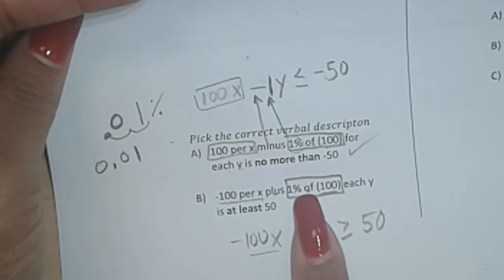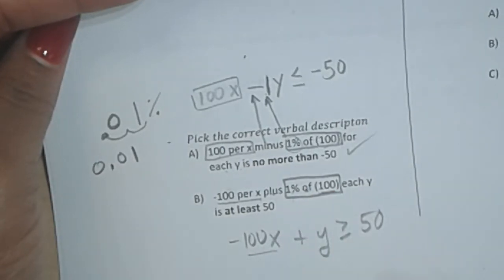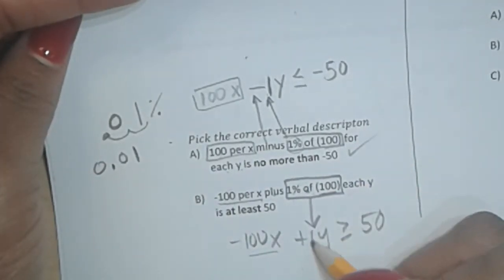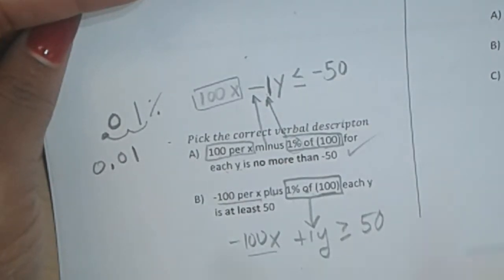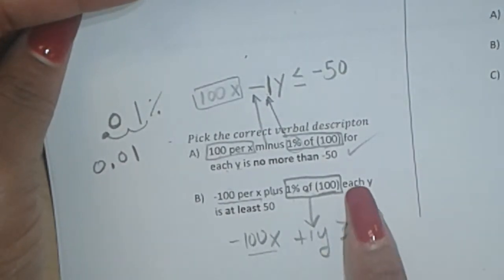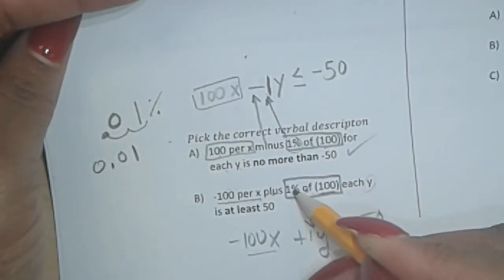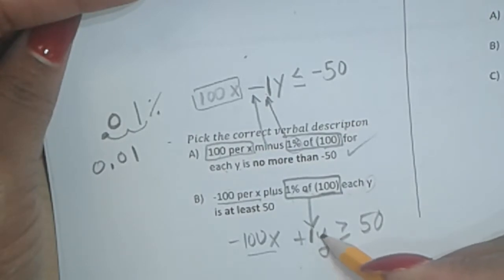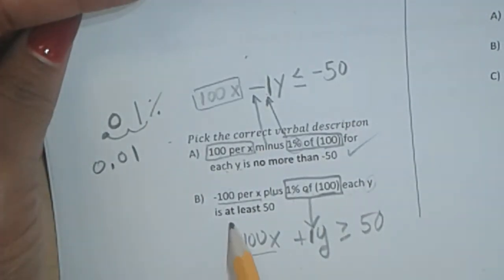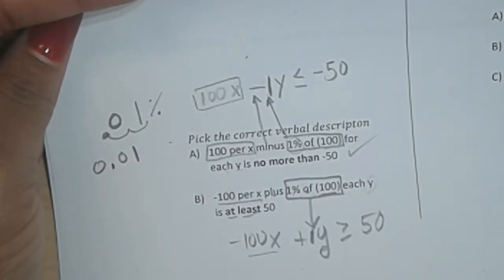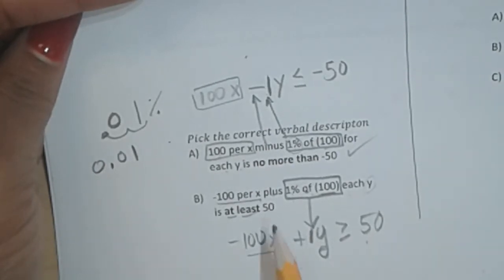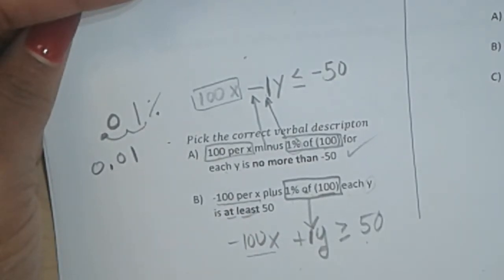So 1% of 100 means the number 1. For each y, so that just means put y next to this number. 1% of 1 was 1 times y. And it needs to be at least, that means be greater than or equal to 50. I know it sounds like less, but it means more. Enough of that. Let's move on.